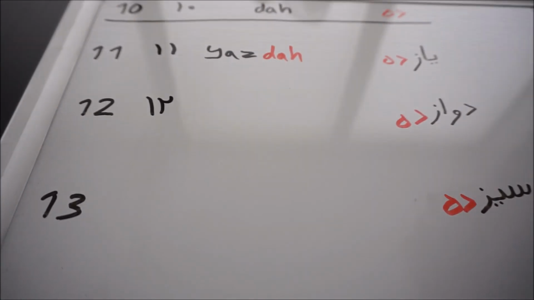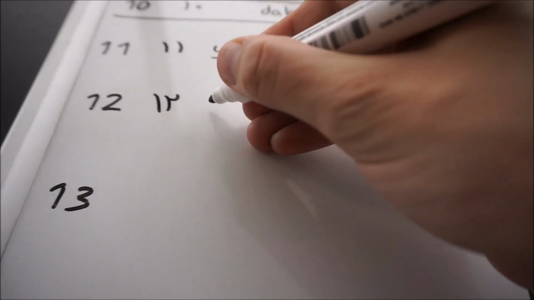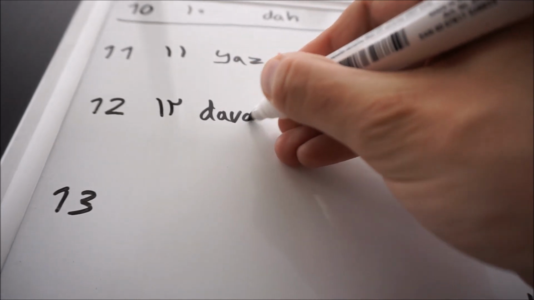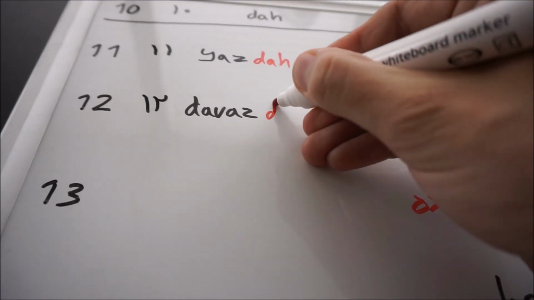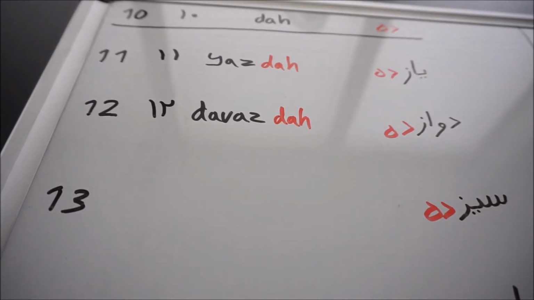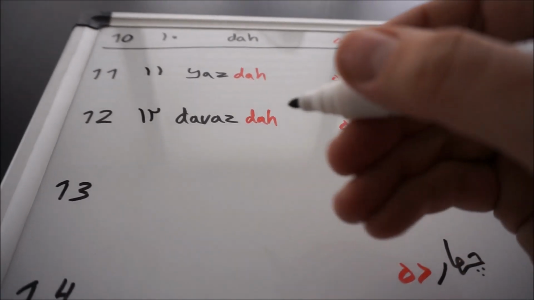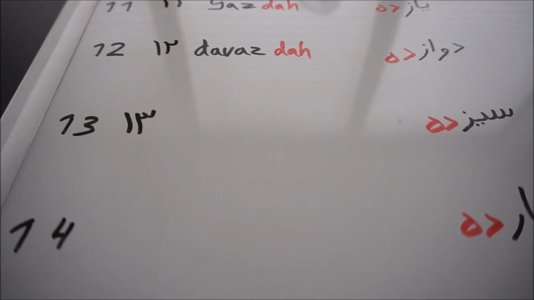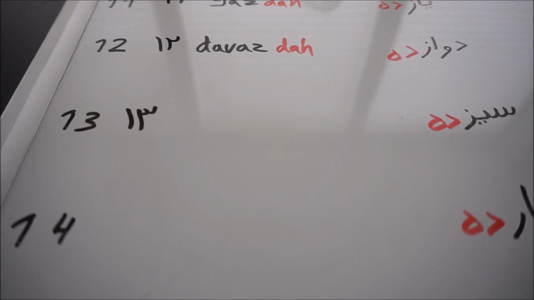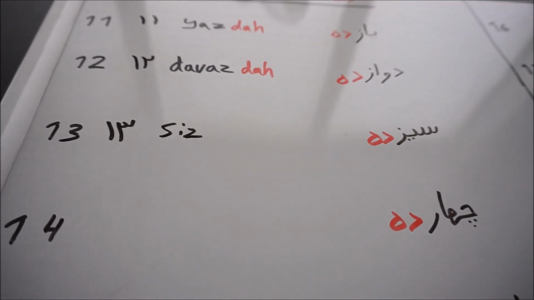And here, the number for 2 is do, but it becomes davaz in this transformation. So davaz. And then again, the da for 10. So 2 and 10, davazdah. And number 13, we know the symbol. And here we know that number 3 is called se in Persian, and it is transformed into sī. So number 13 is sizdah.